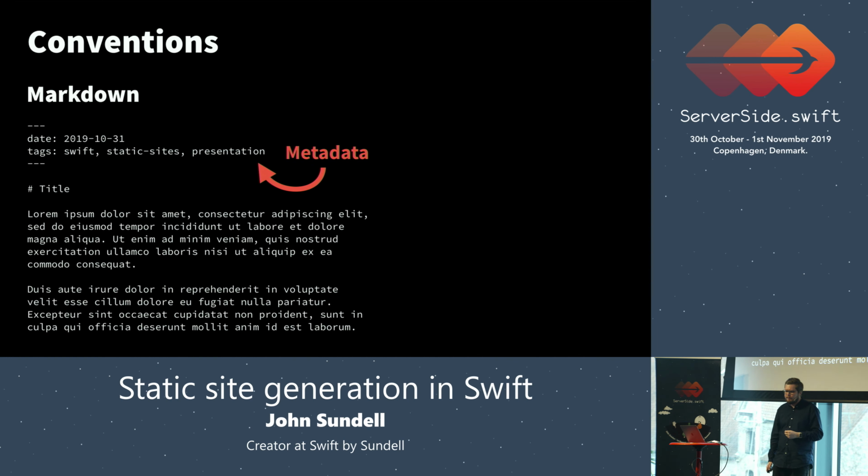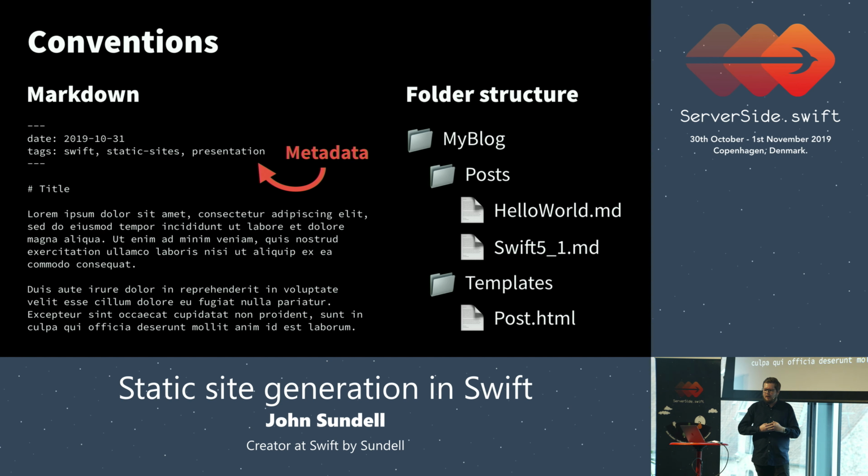And the other important part here is, of course, the folder structure. We don't, again, want to enable any folder structure at all, because that would be very complicated. So we're saying that we're going to have a root folder, and in that root folder, we're going to have two key folders. The first one is for all of our posts. It's just going to contain all of our Markdown files. And then we're going to have another folder for our templates. We're going to have a post.html template that we use to generate our content. All right, so that's our conventions.